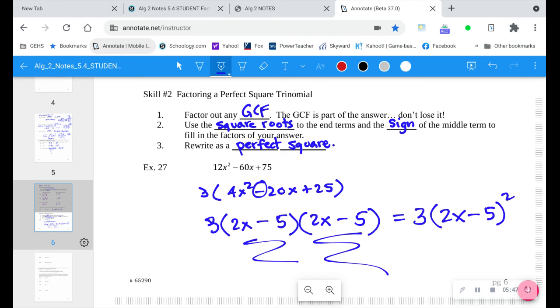On page 7, I'll do a little bit more practice with this and finally give you the last style of factoring, which is called difference of squares. It'll look a little bit like this, but it has some uniqueness to it.